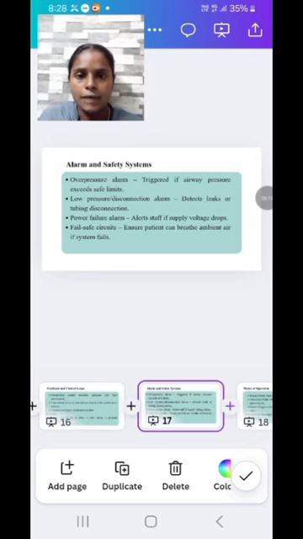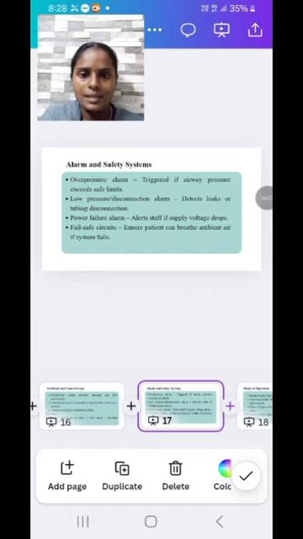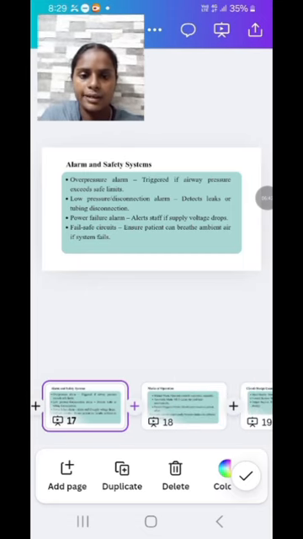Next, alarm and safety system. An overpressure alarm is triggered if the airway pressure exceeds the safe limit. Next, the low pressure or disconnect alarm detects leaks or tubing disconnection. Power failure alarm alerts if the supply voltage drops. Fail-safe circuit ensures the patient can breathe ambient air if the system fails.